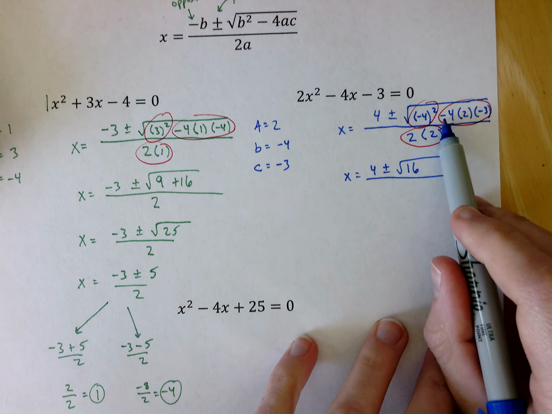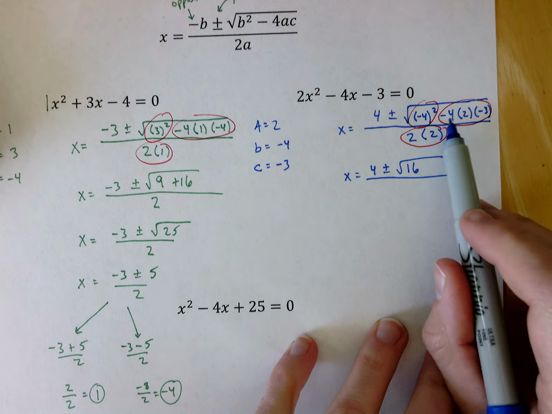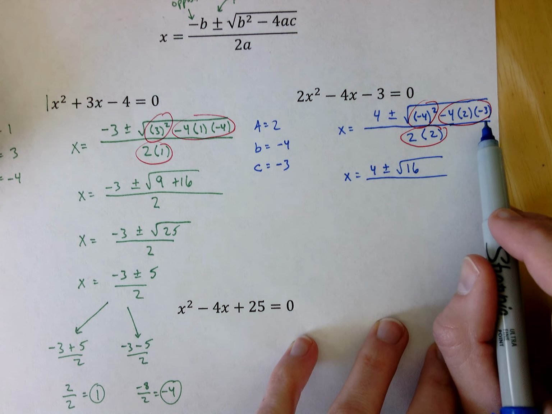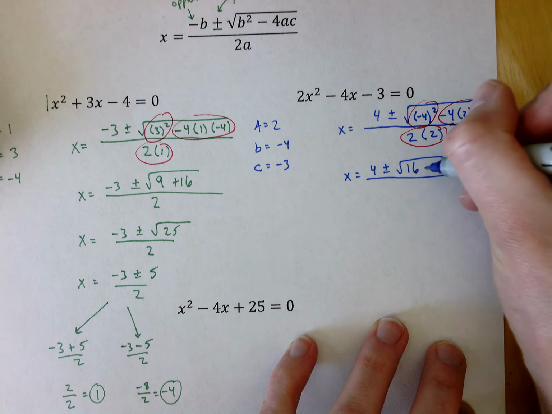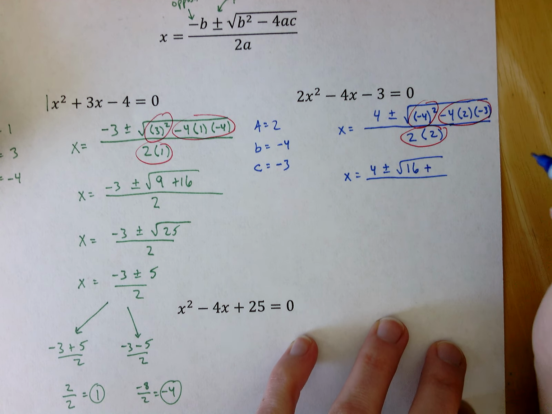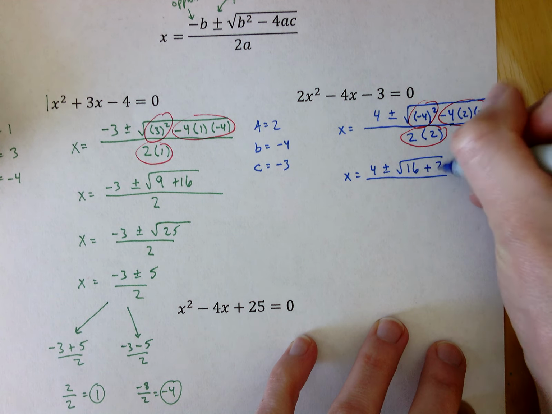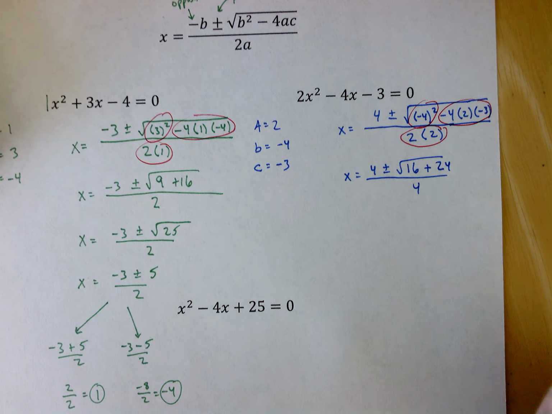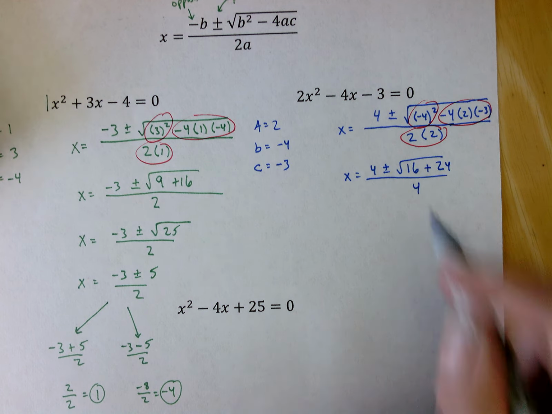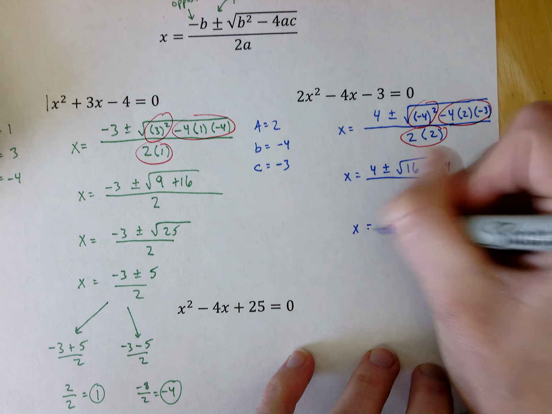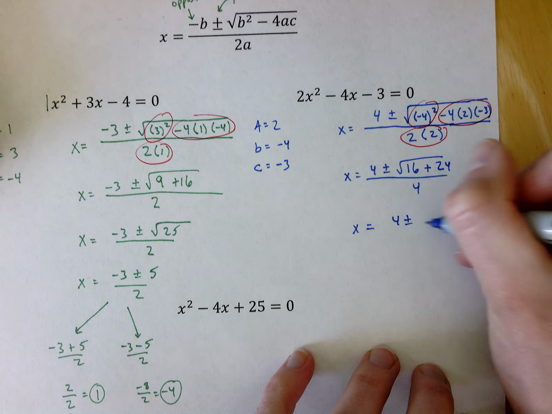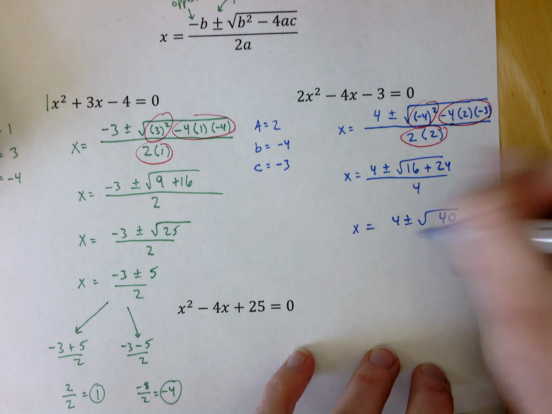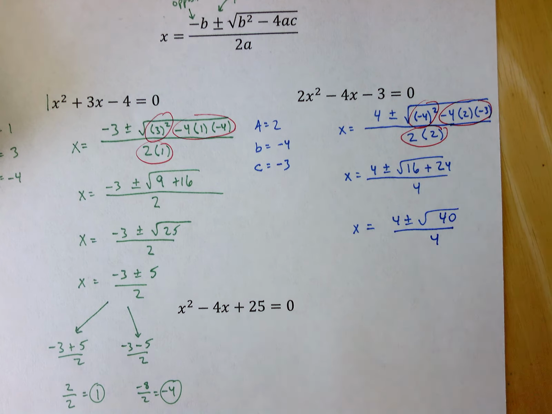Okay, and then here, again, even though it's a minus, I'm thinking of it as like a negative. So negative 4 times 2 is negative 8. And then negative 8 times negative 3 is going to be positive. And then 8 times 3 is 24. And then 2 times 2 is 4. Okay. Now I can add those 2 guys together in the parentheses. So I'm going to have x equals 4 plus or minus 16 plus 24, that is going to be 40 over 4.